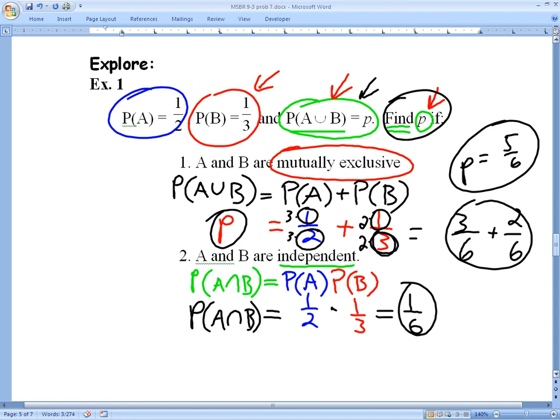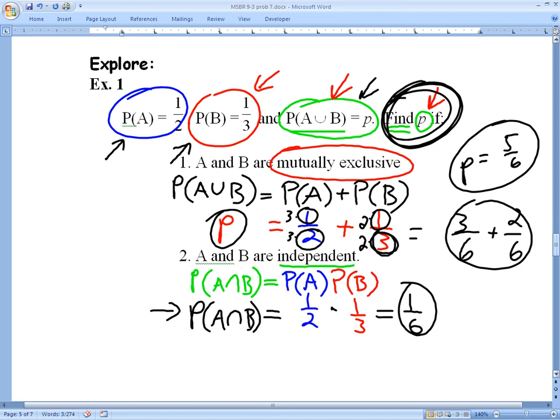But again, we haven't answered the question, because the question said, find little p. And we have not found little p. We found the probability of A and B. But we sit and ask ourselves now, we were told originally that the probability of A was 1/2. B was 1/3, and now we know that the probability of A and B is 1/6. So how many different things do we know? We know 3 different probabilities: A, B, and A and B. All 3 of those. So which formula can you use when you have 3 things that we know?